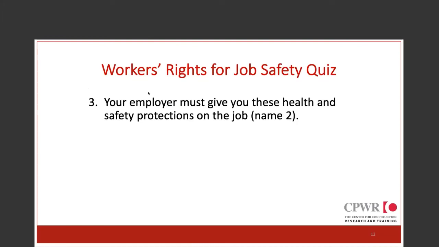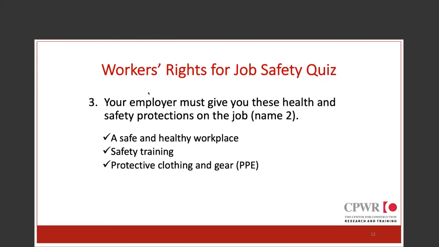Your employer must give you these health and safety protections on the job. See if you can name two based on what we talked about a minute ago. Here are some examples: a safe and healthy workplace, safety training, protective clothing and gear, personal protective equipment, PPE, and payment of medical care if injured at work.